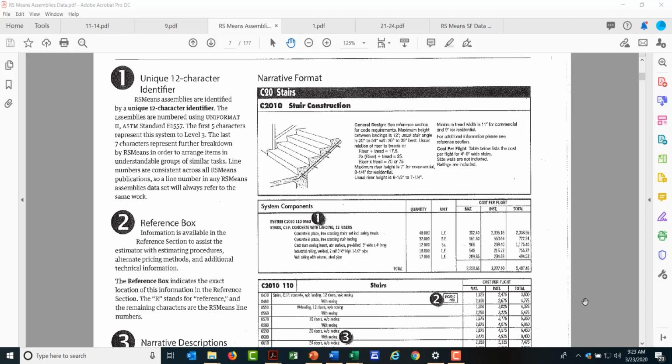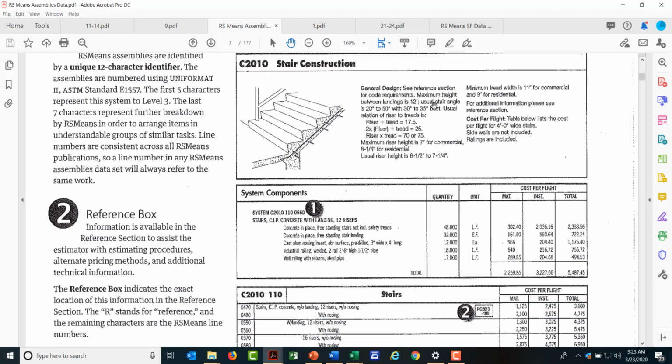And what you need to think about when you go to the Means assembly book is they show you how they construct that assembly. In other words, you can go in there and see this number, which is stairs, cast in place concrete with landing and 12 risers. And you'll see these summary numbers, but also how they got that number: concrete, cast nosings, railing, wall railing. They'll tell you certain components of how they assembled that assembly.